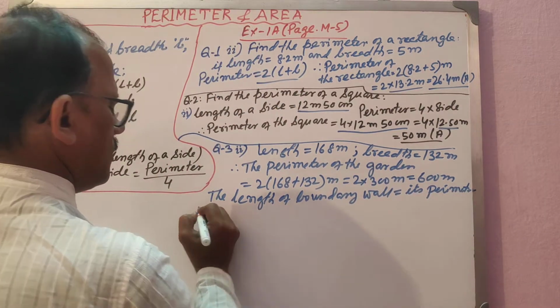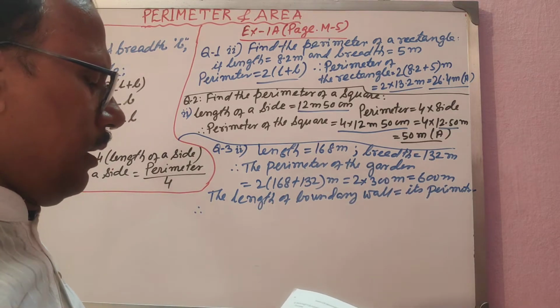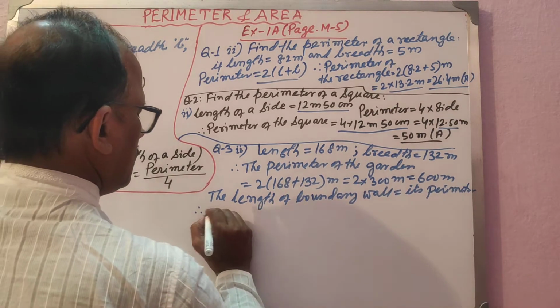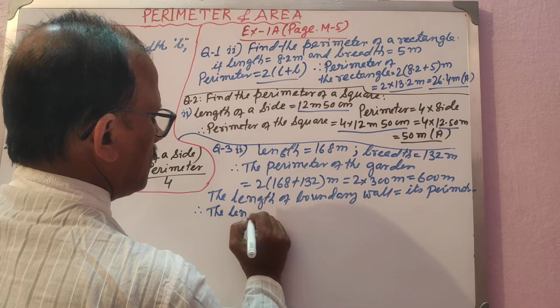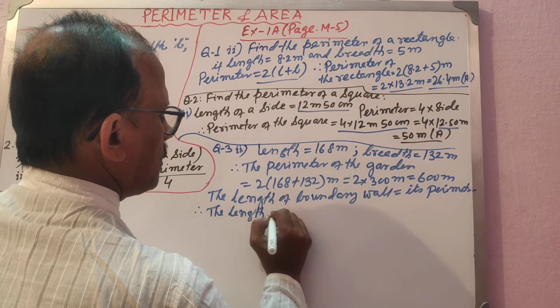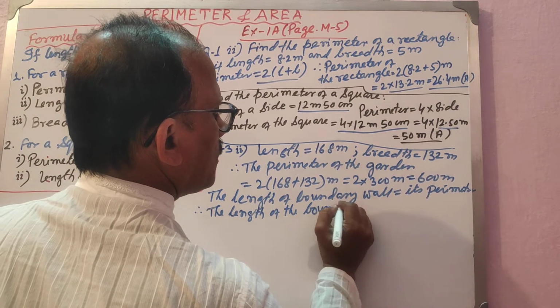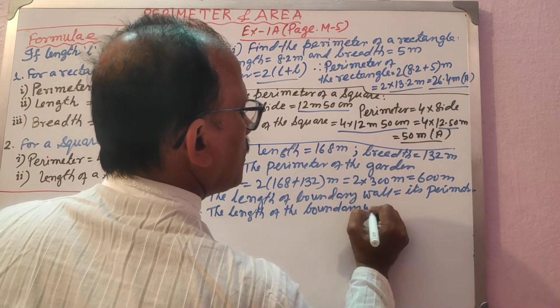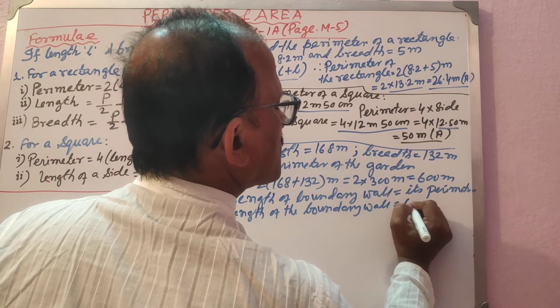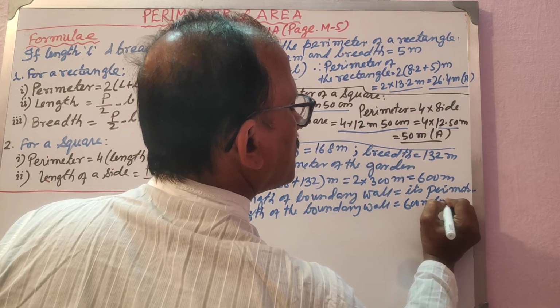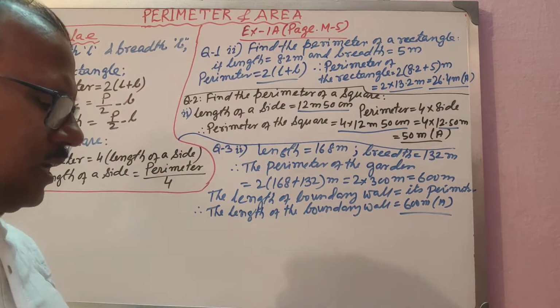Therefore, what will be the length of the boundary wall? The length of the boundary wall is equal to how much? 600 meter. That will be the answer. Could you understand? Very simple.